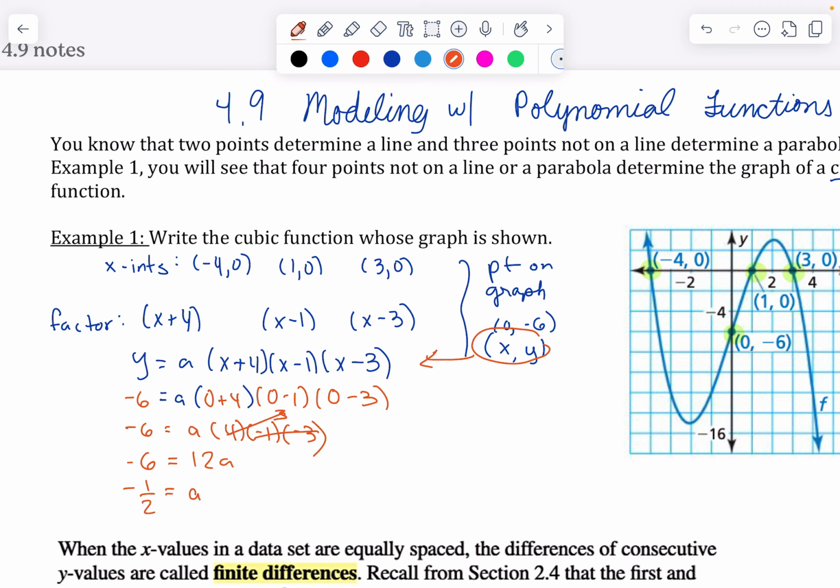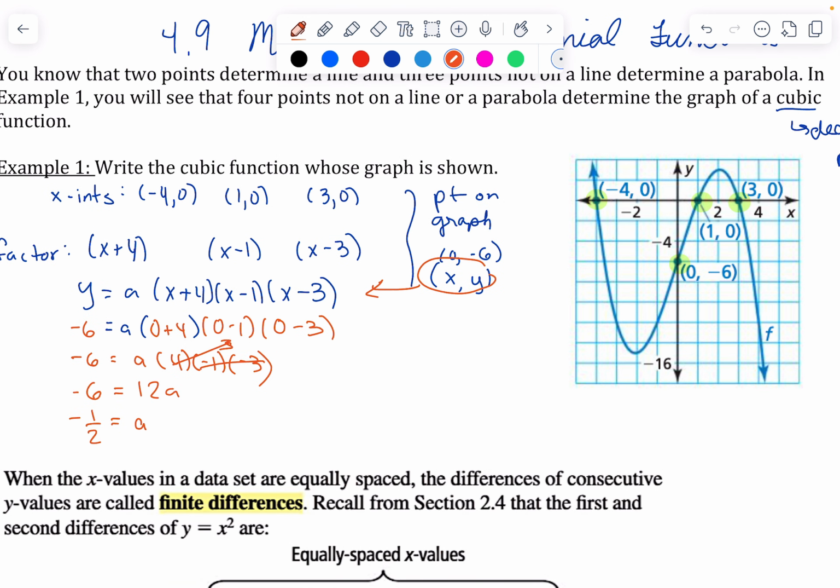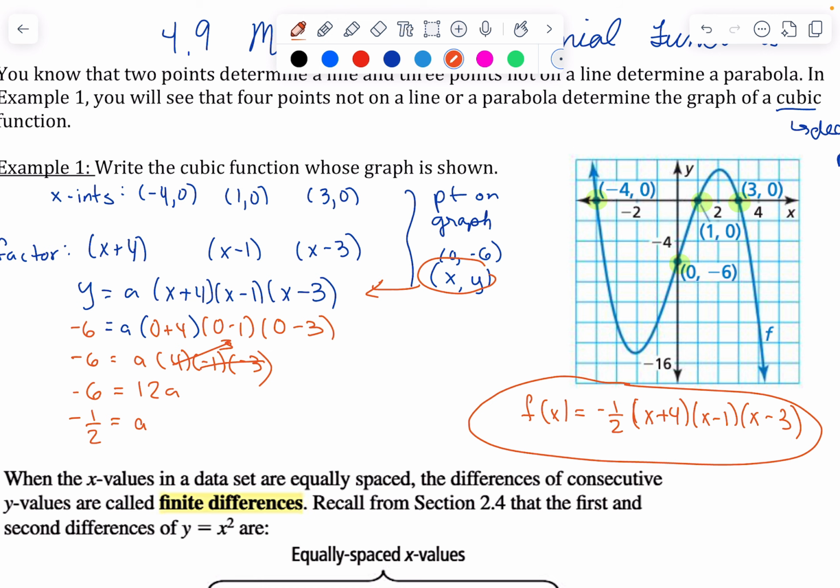So there is both a reflection and a shrink that's taking place here. Okay? So now that I have the value of a, I can write the function that models this graph. So the function f of x is equal to -1/2 times x plus 4 times x minus 1 times x minus 3. And that would be our final answer.